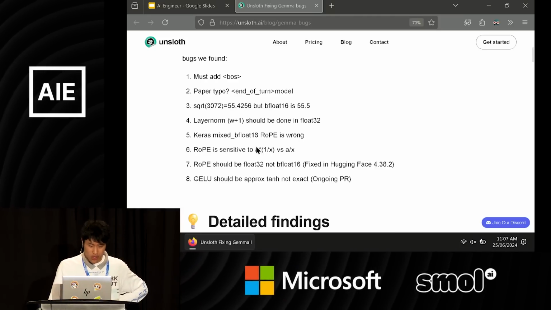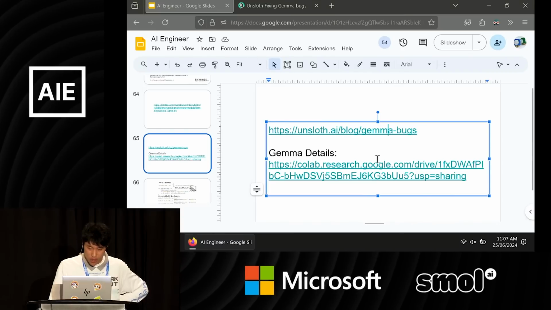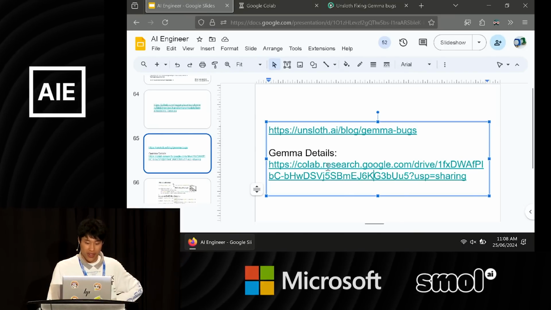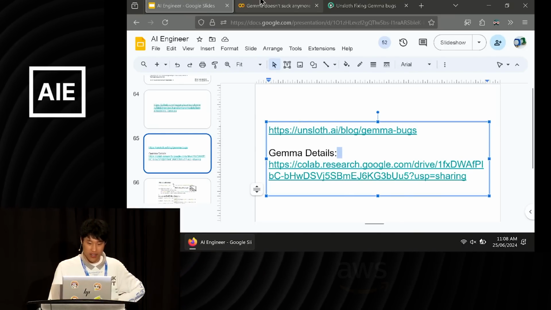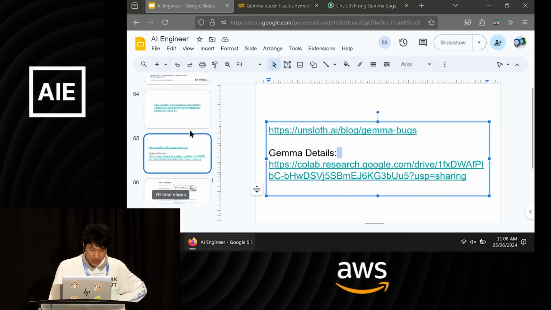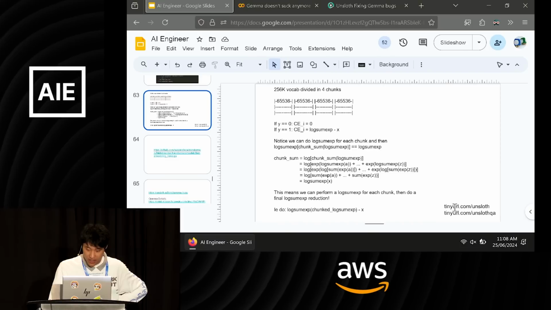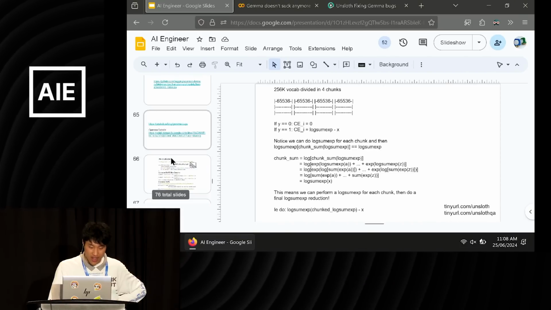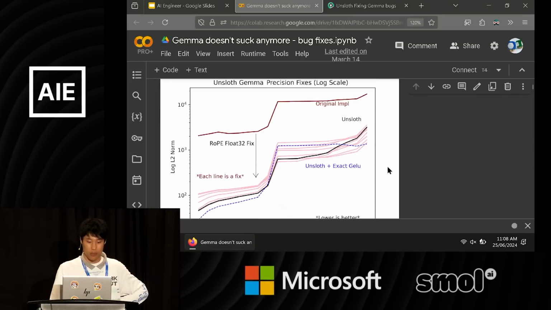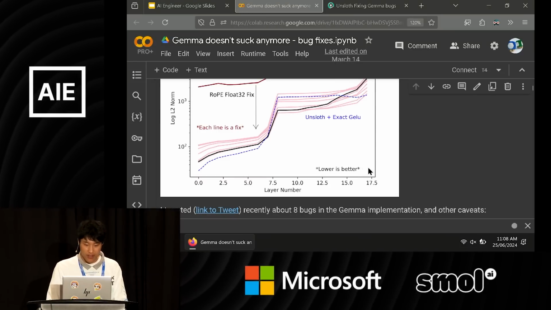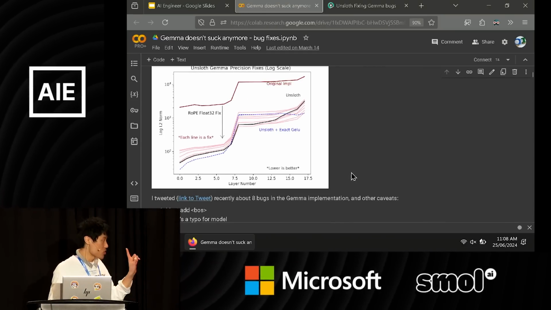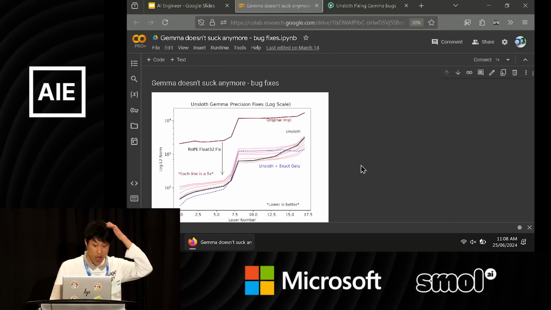There are also some other issues, and we have a Colab notebook which provides all these. If you open up the link, Gemma details, remember, if you don't have access to these slides, it is tinyurl.com/unsloth. If you open up the Colab notebook, this is actually runnable in Colab. Please log into your Google account for this to work.